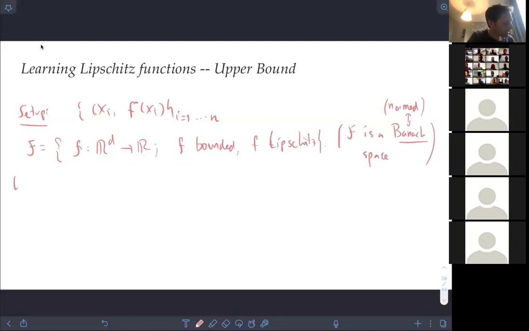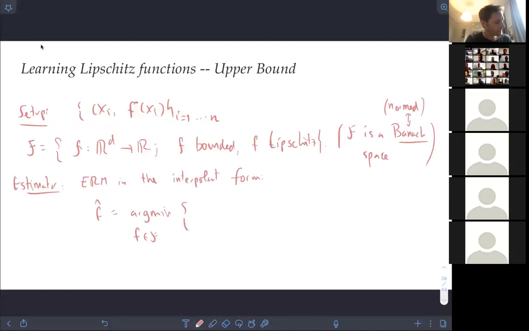So now we can define our estimator. We are going to use this ERM in the interpolant form, right? So remember, what is the interpolant form? So we are going to define f hat, that is the argmin over f in F of the Lipschitz constant, such that we go through all the points, right? So that f of xi is equal to f star of xi for all i. Okay.